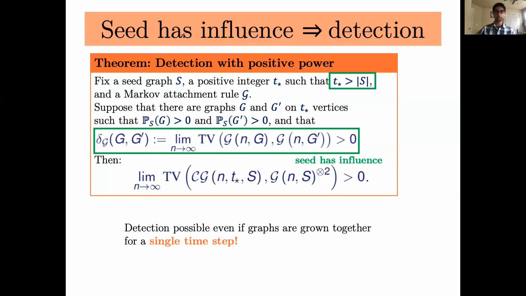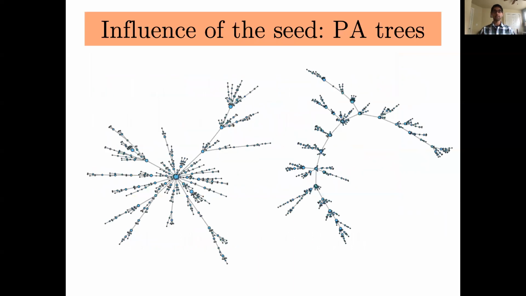The key enabler for this result is this condition right here, which I call the seed has influence. What it means on a high level is that if you initialize a growth process with two different seeds, the two networks that grow from these two different seeds are going to look different. To see this more concretely, here I have two preferential attachment trees that have been initialized with two different seeds.